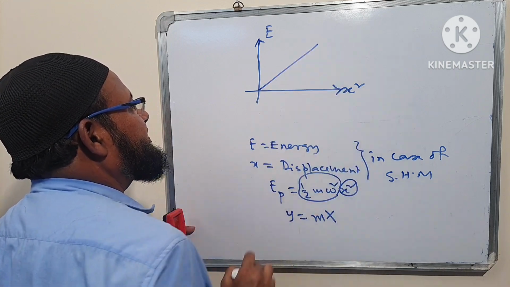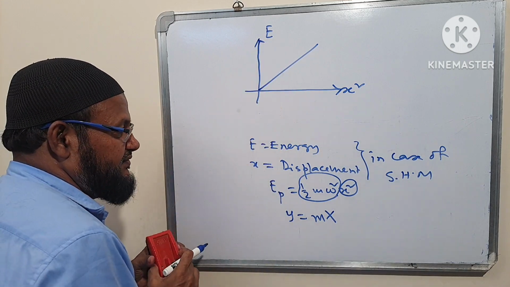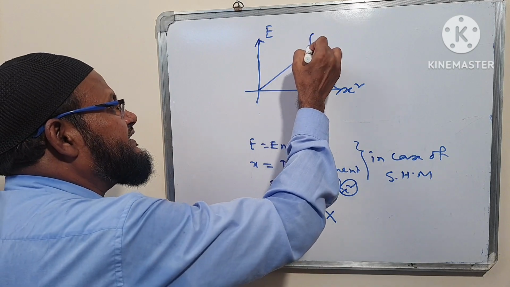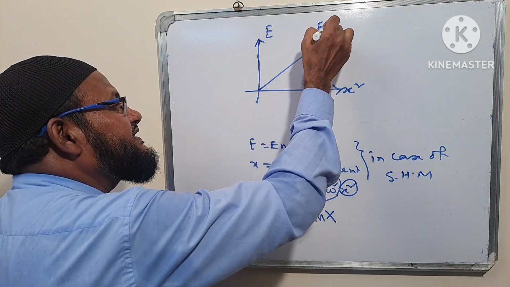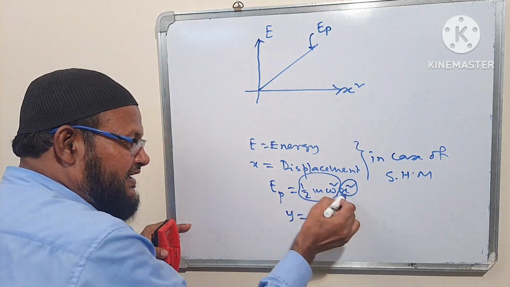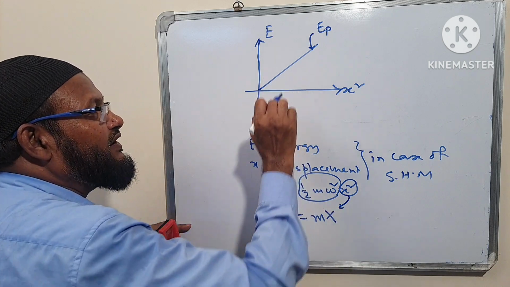Therefore, sir, this is the energy. y equal to mx, this is the energy. Now what is this energy? Sir, this graph is EP. y equal to mx. It is compared to y equal to mx, where x square acts as the x. Therefore y equal to mx.